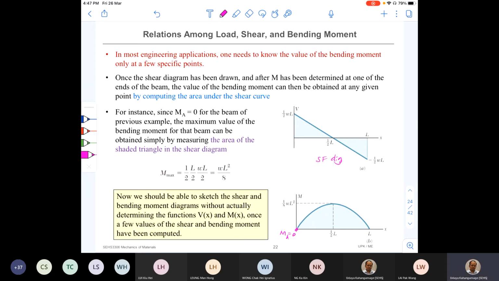And then if you want to find out the bending moment variation from this point A to L by 2, let's take that point as the maximum bending moment, we know that maximum bending moment happens at V equals 0. Then that maximum bending moment minus MA should be equal to the area under the shear force diagram.